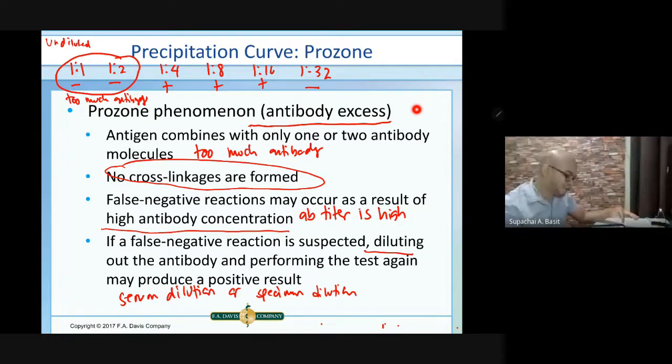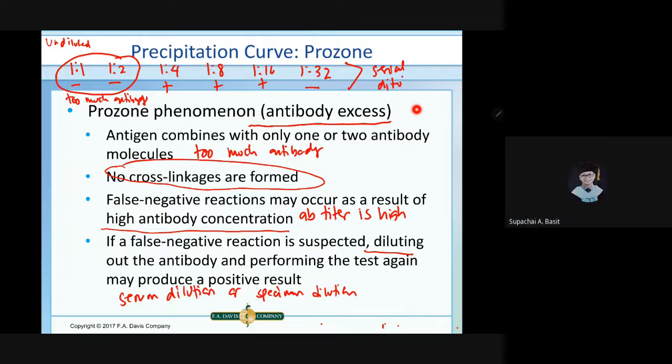So by performing serum dilution or specimen dilution, in this case, we call it serial dilution. By the way, serial dilution is the lesson that we had in chapter 9, so I hope you can recall our lesson there. By doing serial dilution, we can actually resolve the prozone phenomenon.